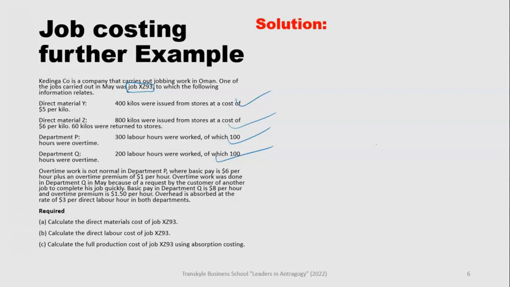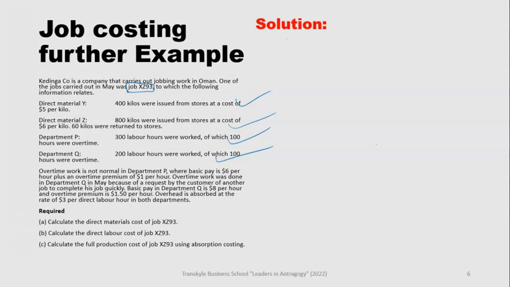So that's the type of information here where they say, hey, that one is irrelevant for this particular job, okay? Basic pay in Department Q is $8 per hour and overtime premium $50 per hour. Overheads are at the rate of $50 per labor hour in both departments. Now, we are required to calculate the direct material cost of job XYZ. So let us just do that one straight away.